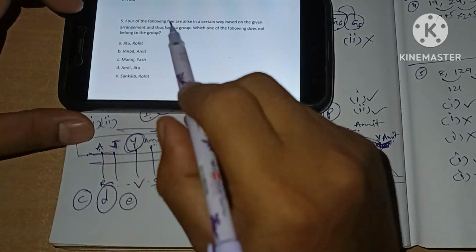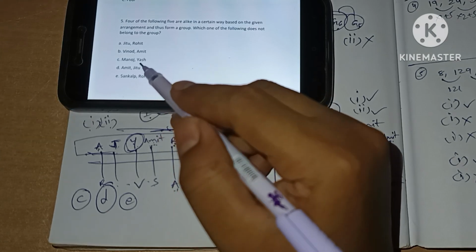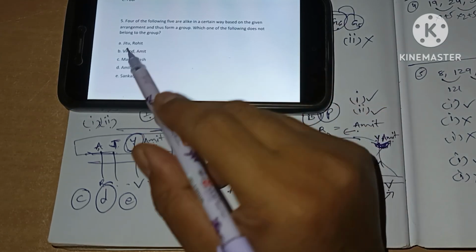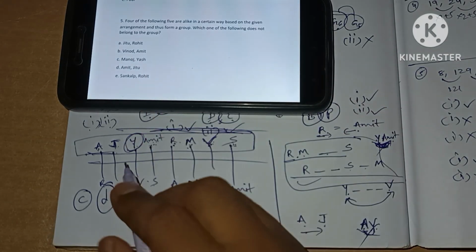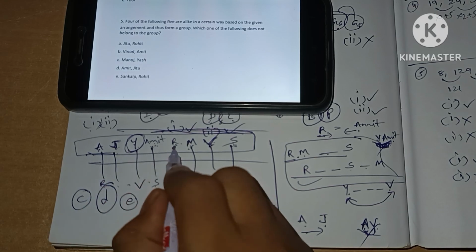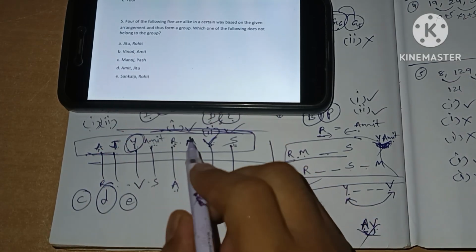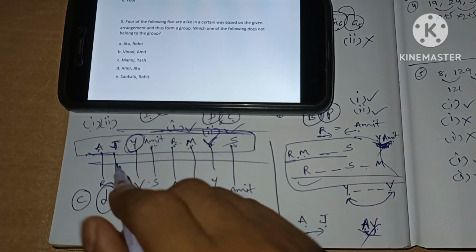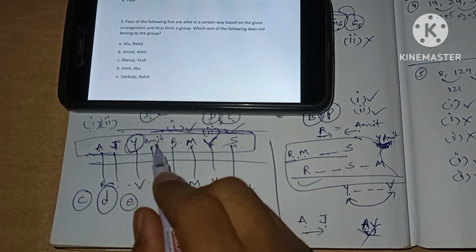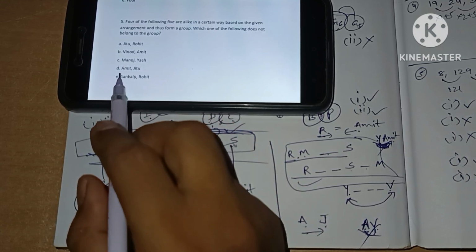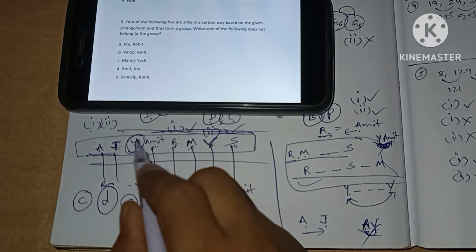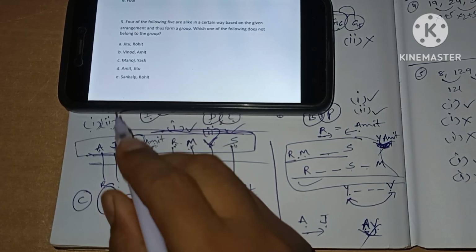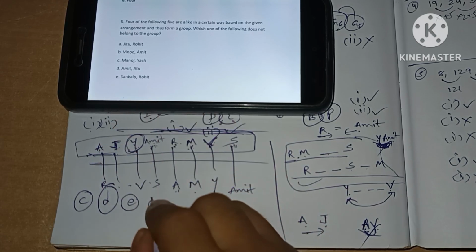Fifth question. 4 of the 5 are alike, so we need to find the odd one out. Jitu and Rohit: Jitu here, 1, 2, Rohit. Vinod and Amit: this is Vinod and this is Amit, between them 2 people. Manoj and Yash: this is Manoj and this is Yash, there are 2 people between them. Amit and Jitu: this is Amit and this is Jitu, there is only one person. So our wrong one will be option D, Amit and Jitu.